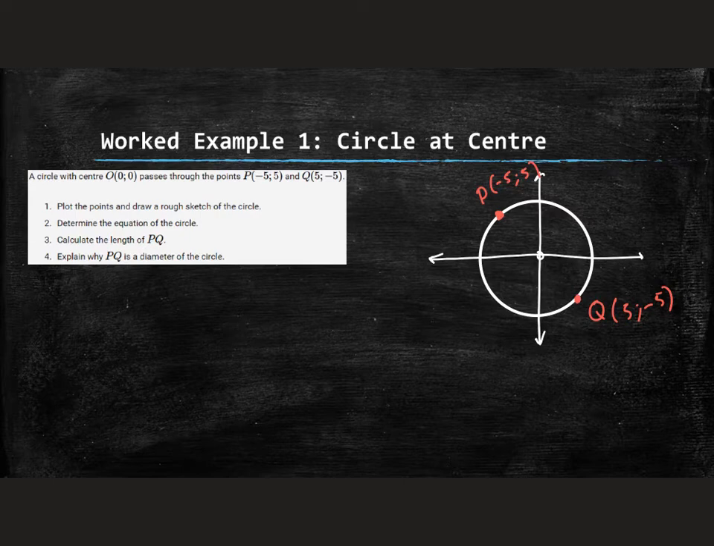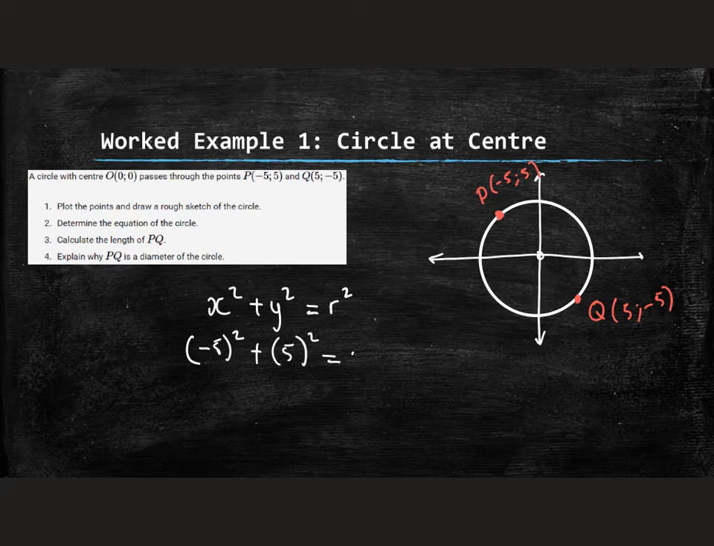Let's do the second part. What is the equation of the circle? Pause the video and try it yourself. Okay, well, the equation of any circle with the center at the origin is x squared plus y squared equals r squared. Let's plug in any one of these points. Let's plug in point P. Minus 5 all squared added to 5 squared gives us r squared. So minus 5 squared is 25, added to 25 is 50, so r squared is 50. Therefore, the equation of our circle is x squared plus y squared equals 50.